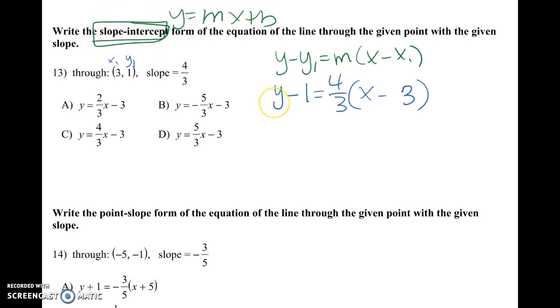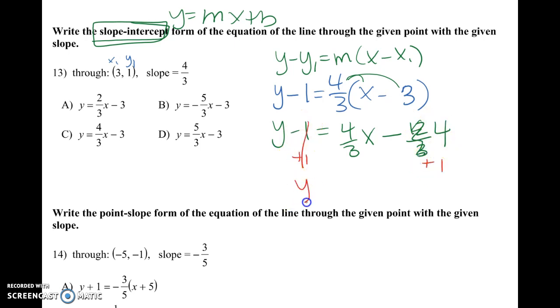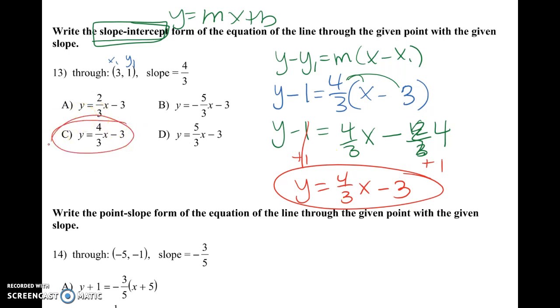So I need to solve for y. If I distribute, I have y minus 1 equals 4/3 x minus 4 times 3 is 12, divided by 3 gives me 4. So this right here is 4. If I add 1, I get y equals 4/3 x minus 3, which matches up with C.